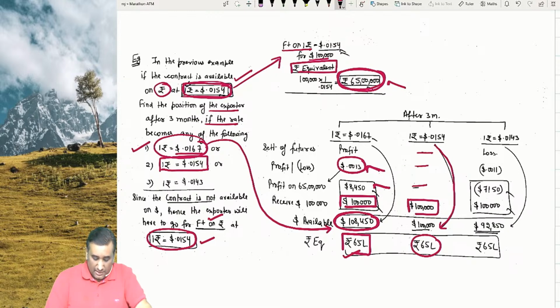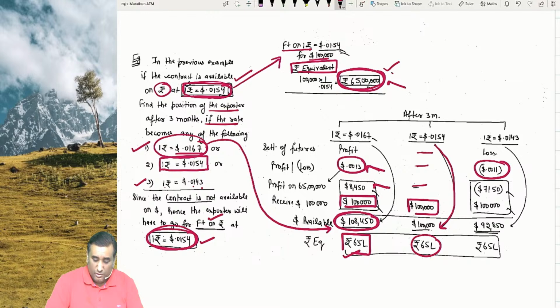Third case. If you look at the third case, 1 rupee is $0.014. To reconvert, it is 70. That means you were promised 65, but you are getting 70. Now, the future market will take away something. How much will it take away? Your F plus on rupee. Price has fallen. 0.0154 minus 0.0143. How much? 0.0011. This is the price.